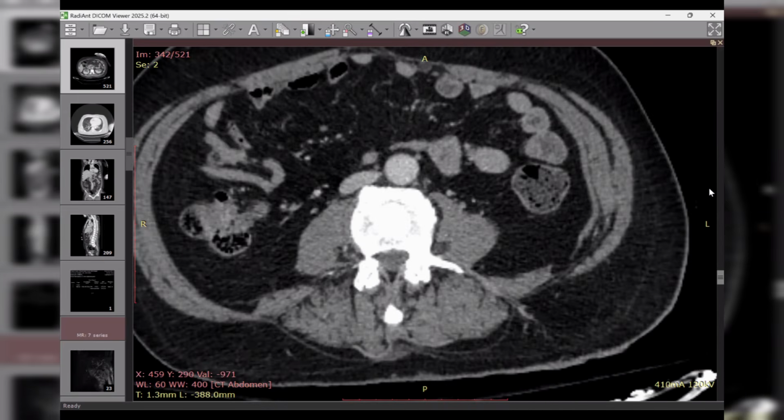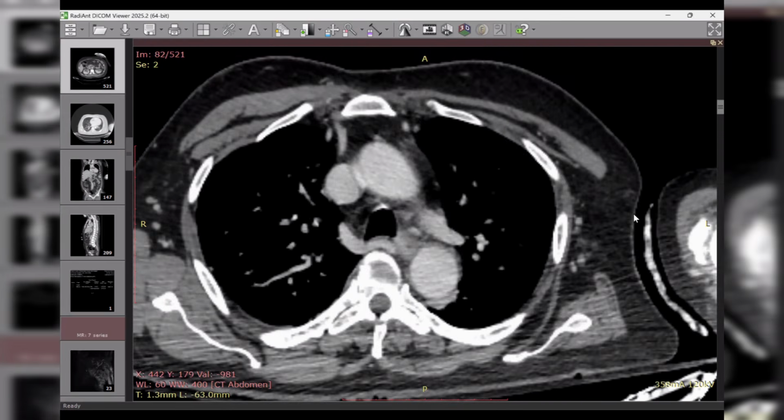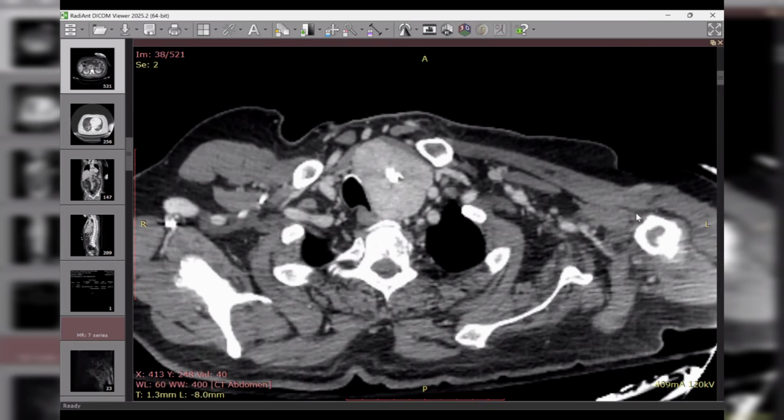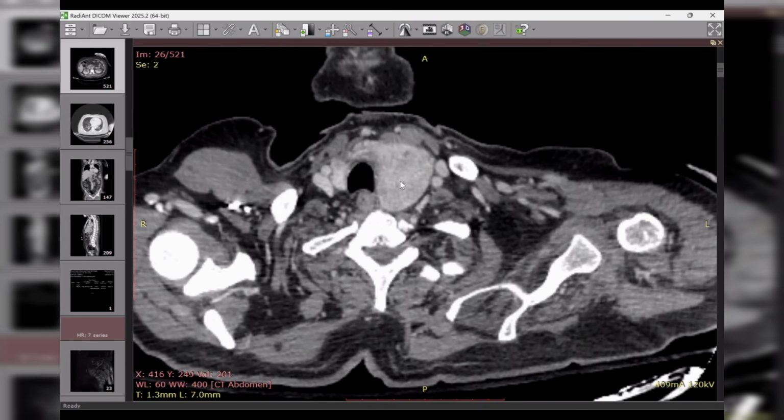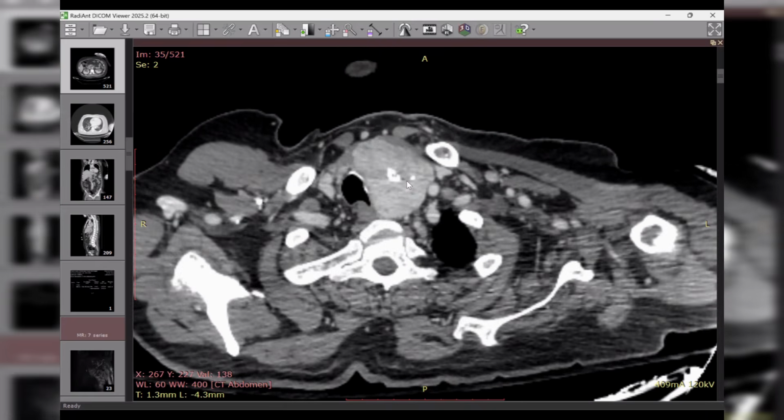There are likely simple cysts. There is a mass in the thyroid with calcification. Okay.